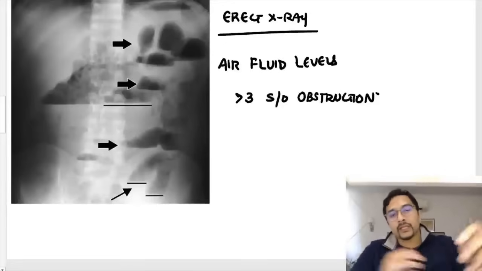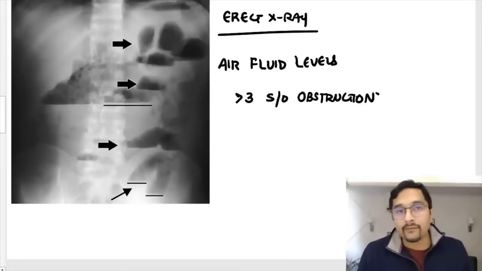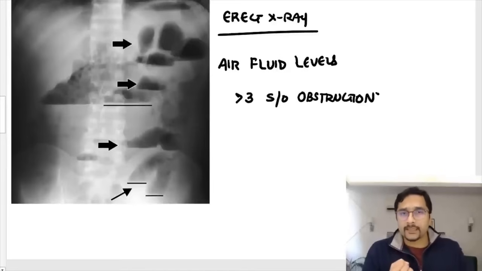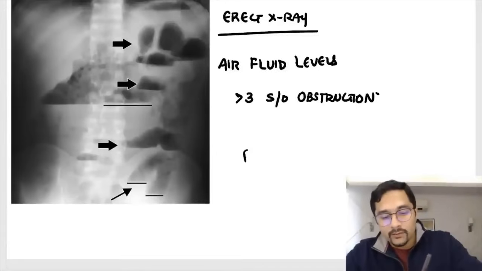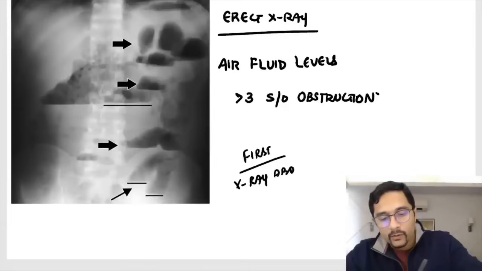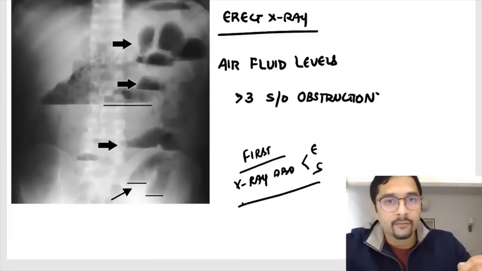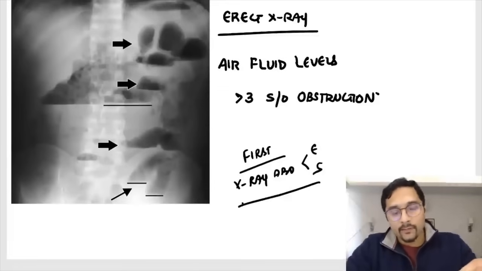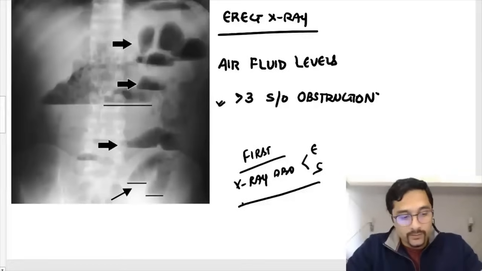Whenever we get a patient with bowel obstruction, what are the clinical features? You can have vomiting, obstipation, distension and pain. Anyone who comes with this, the first investigation which we do is X-ray abdomen erect and supine. That is what we are going to carry out in these patients. Once we've done the X-ray, on the erect X-ray you will see air fluid levels. If there are more than 3 air fluid levels, that is suggestive of obstruction.